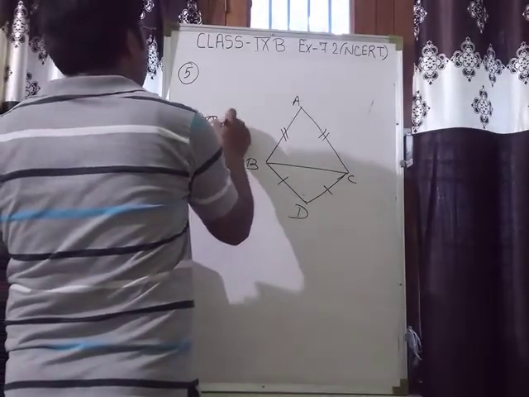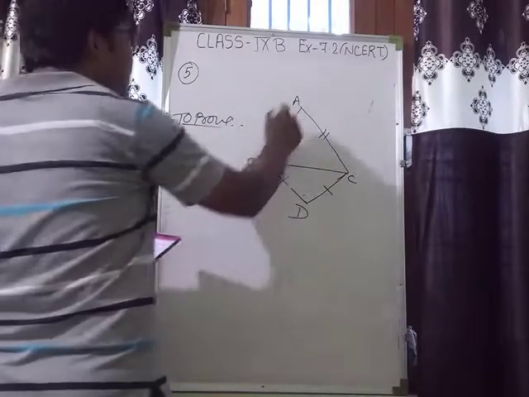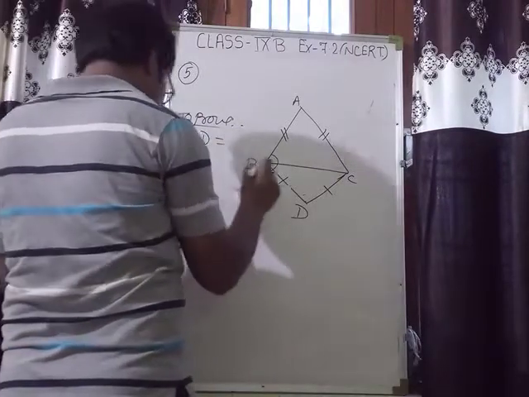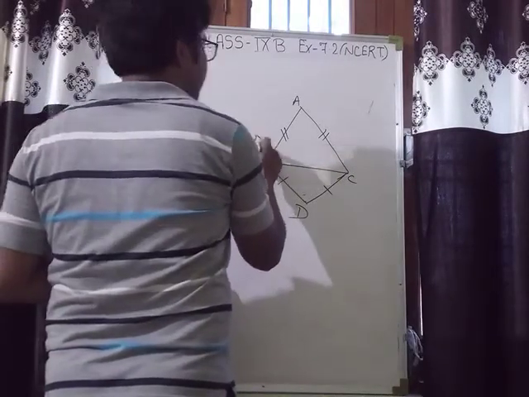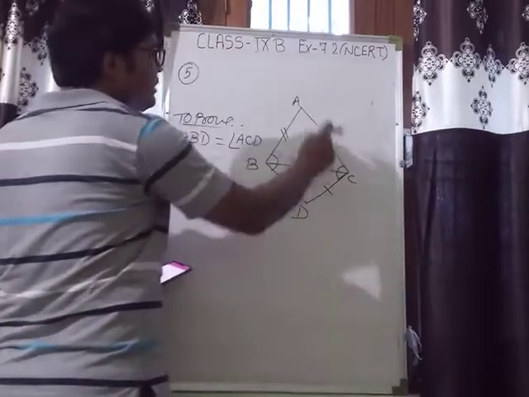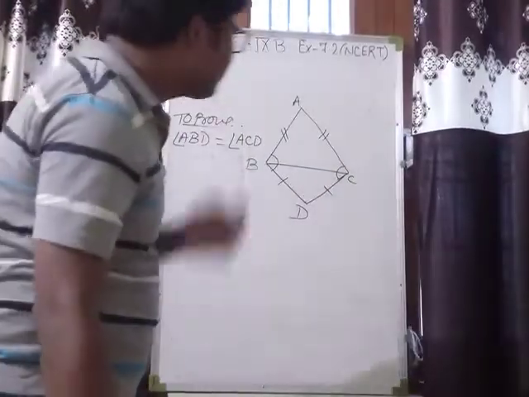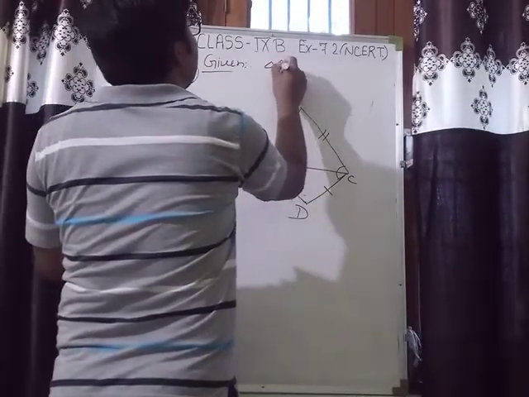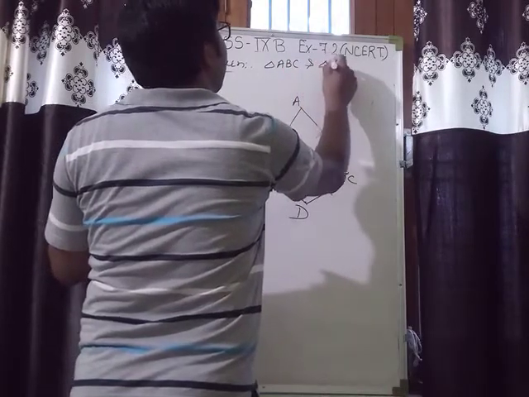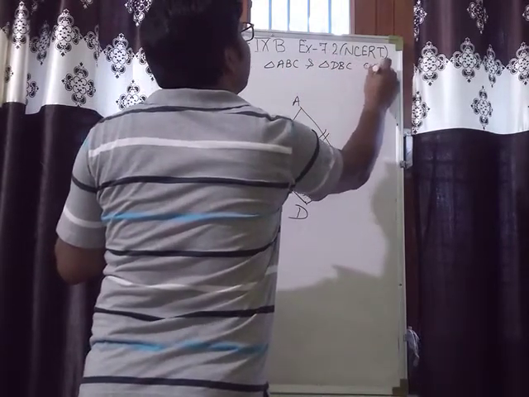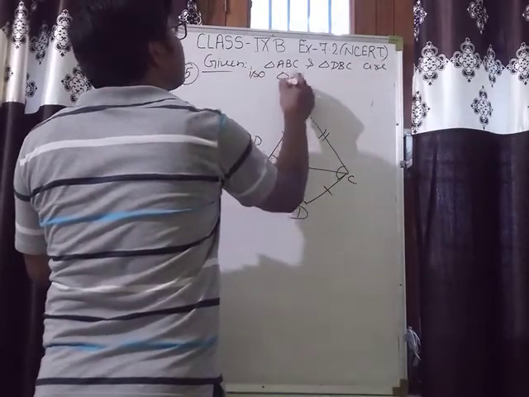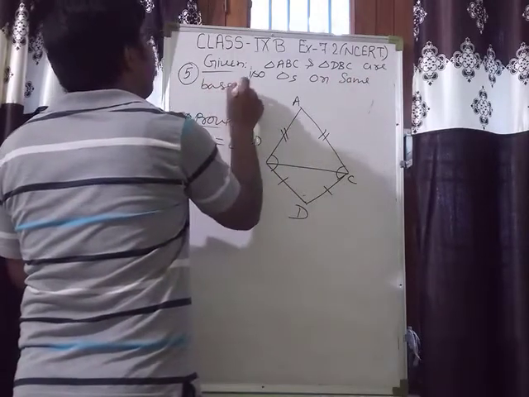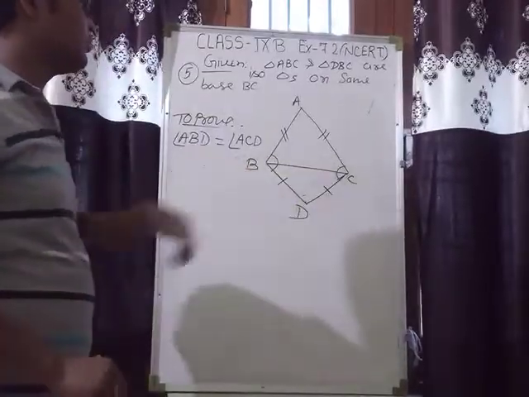What we have to prove, see here, we have to prove that angle ABD equal to angle ACD. This is a very easy question. What is given here? Triangle ABC and triangle DBC are isosceles triangles on the same base BC. Then we want to prove this.